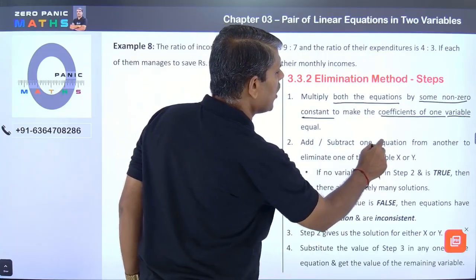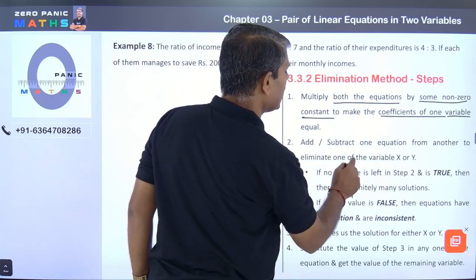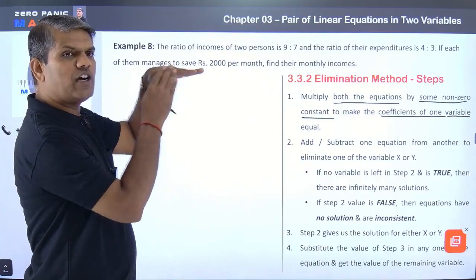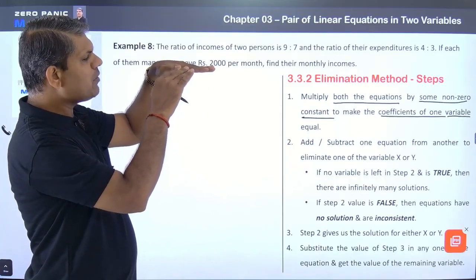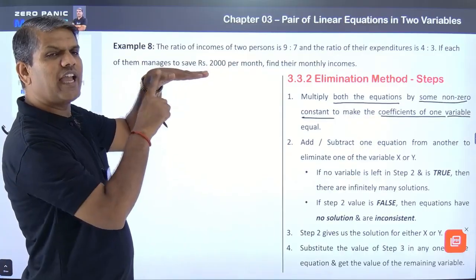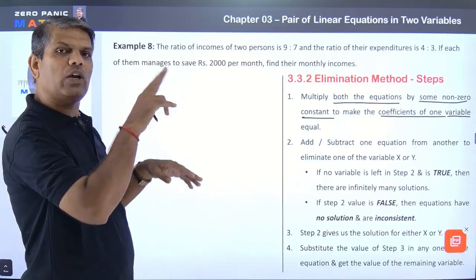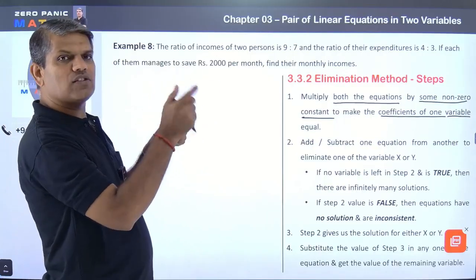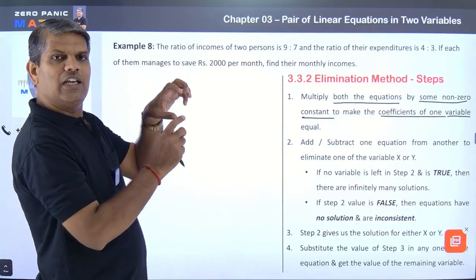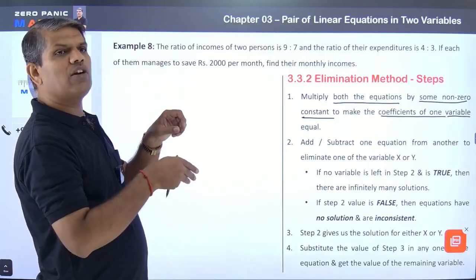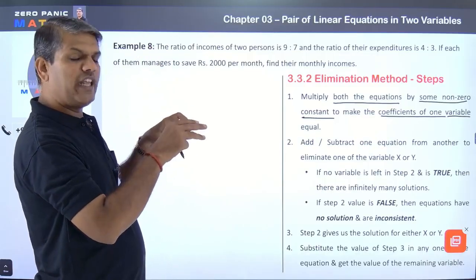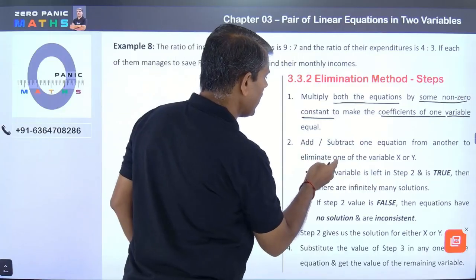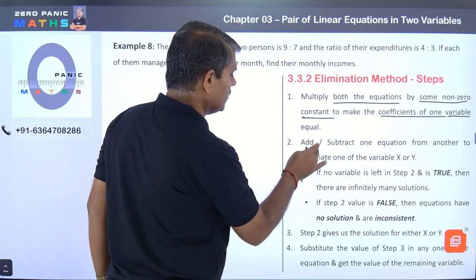Second step, what is the second step? Add or subtract one equation from another to eliminate one of the variables, x or y. As I told, in the first step we make the coefficients of at least one variable, x or y, in both the linear equations equal to each other. So if you add or subtract based on the signs of the variables, you will get one variable, either x or y, eliminated from both the equations. That is how you eliminate one variable. That is the second step.